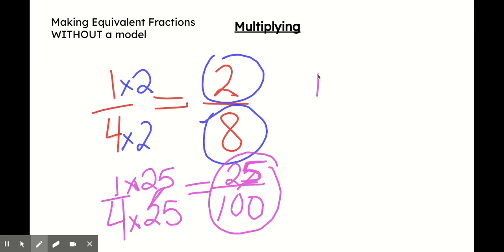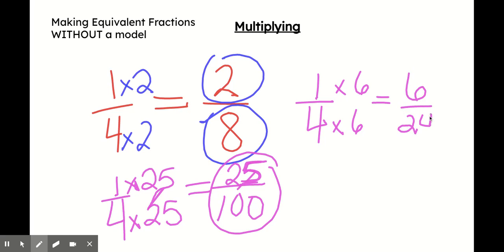So we could have done 1/4 times 6. As long as you do it top and bottom, you will get an equivalent fraction no matter what. This is 6/24. Why? Because 1 times 6 equals 6, and 4 times 6 equals 24. Okay? This works for any fraction. As long as you multiply the same number top and bottom for your numerator and denominator, you will have an equivalent fraction no matter what.